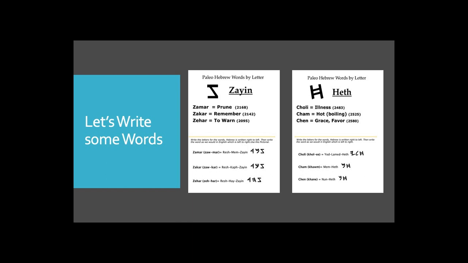Our next word is CHAM. I am so sorry. I can write the words, I just can't pronounce them. I do apologize. CHAM means hot, as in boiling hot, number 2525. And we spell that Hek Mem.